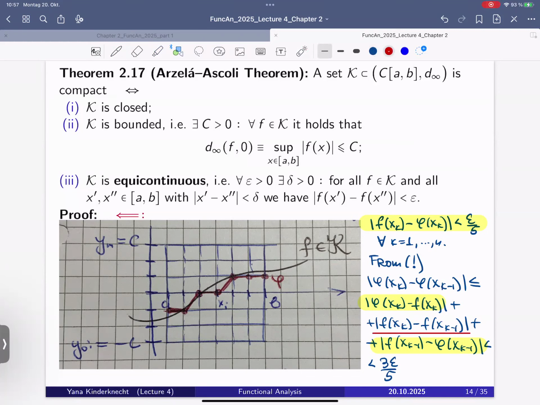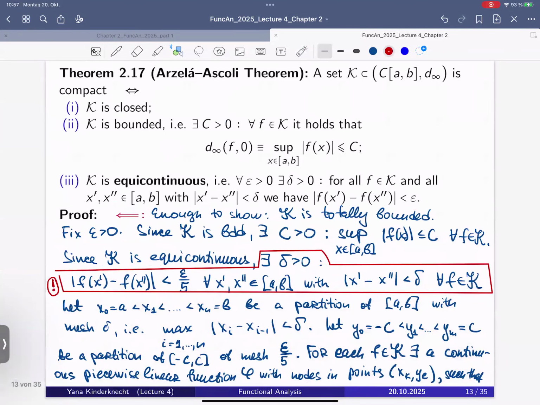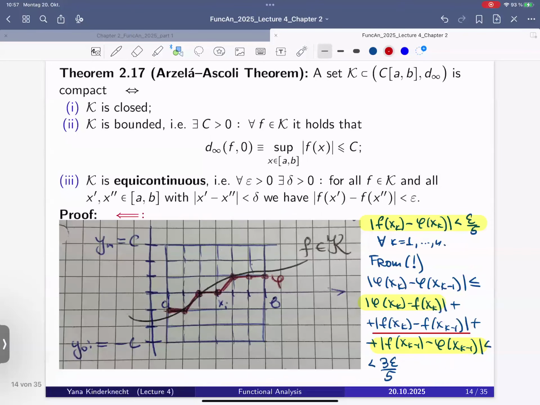And this is due to equicontinuity. We have chosen delta such that it is our property. I have forgotten how to say this word in English, the exclamation. Yes. Okay, so we have this inequality.